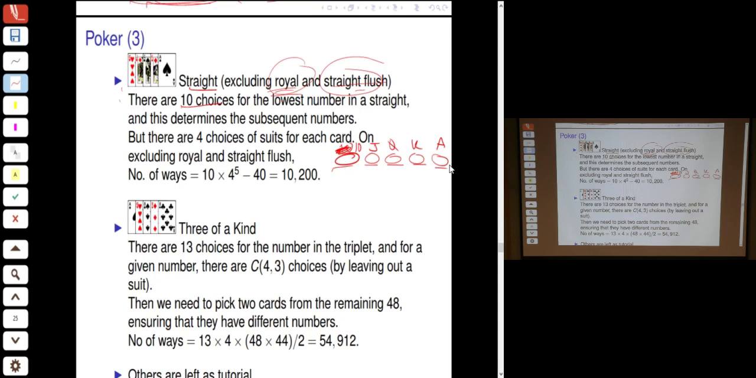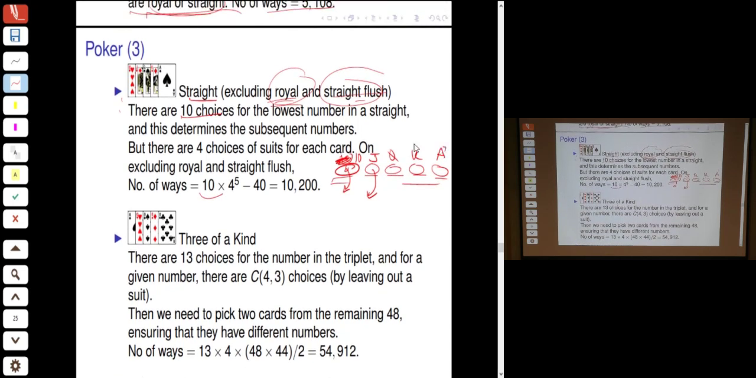the suits. So you can choose the suit of this card in 4 ways, you can choose the suit of the next card in 4 ways, etc. Since there are 5 cards, you get the number of possible ways of choosing these numbers times the total number of ways of filling them up with suits. So 10 times 4 to the 5 minus 10 times 4 to the 5.